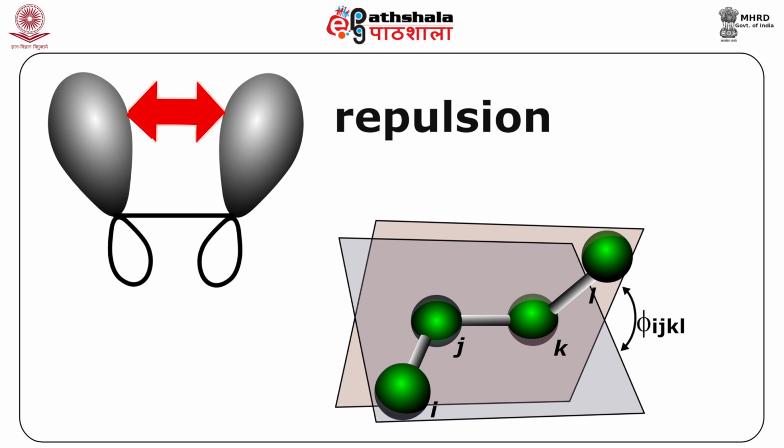And that repulsion is between the bond pairs of two intersecting planes. These bonds lie in the two intersecting planes, defining a dihedral angle.